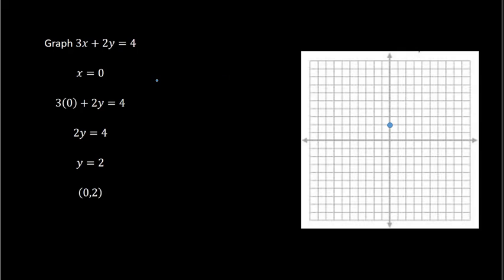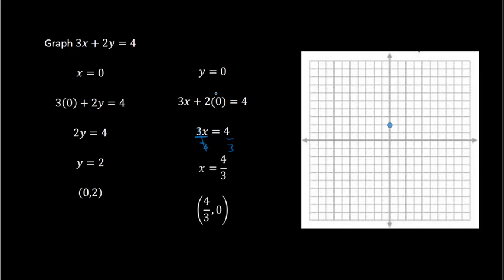So if we plug a 0 in for y for the second point, we would get 3x plus 2 times 0 equals 4. So 2 times 0 is 0. So I have 3x equals 4. Divide both sides by 3. So x would equal 4 over 3. So my ordered pair would be 4 over 3, comma 0.